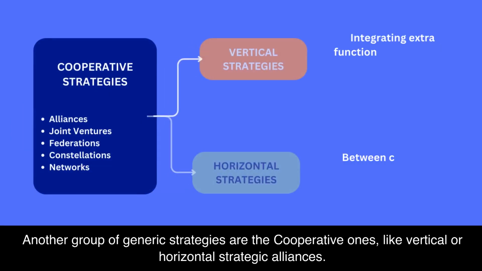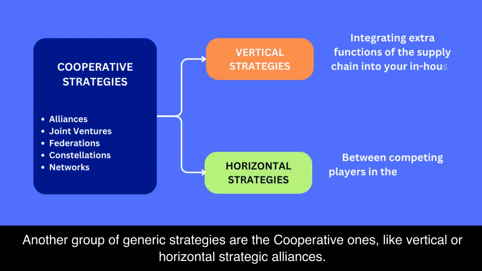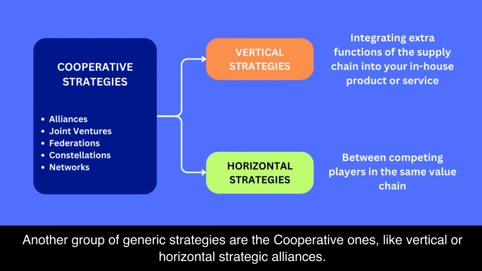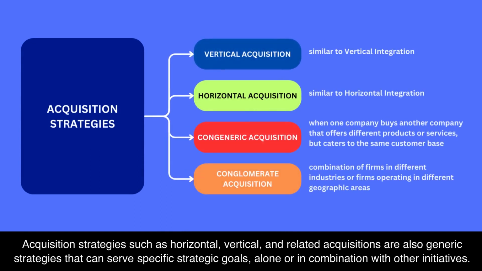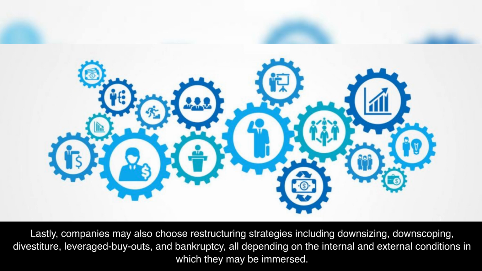Another group of generic strategies are the cooperative ones, like vertical or horizontal strategic alliances. Acquisition strategies such as horizontal, vertical, and related acquisitions are also generic strategies that can serve specific strategic goals, alone or in combination with other initiatives. Lastly, companies may also choose restructuring strategies including downsizing, downscoping, divestiture, leveraged buyouts, and bankruptcy, all depending on the internal and external conditions in which they may be immersed.